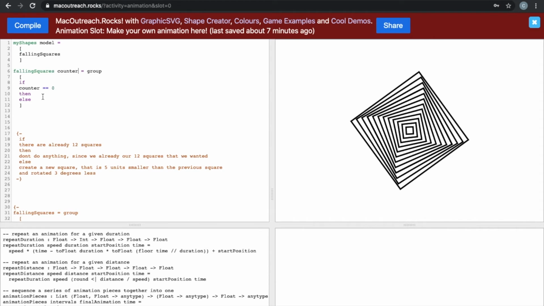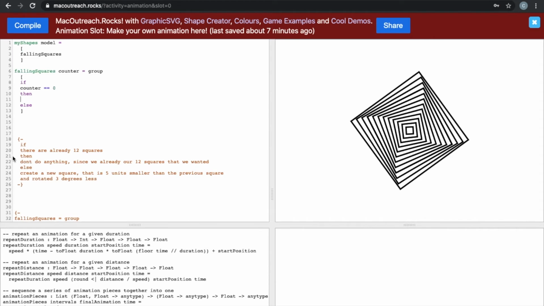Okay, so what about the then part of the statement? Once again, we're going to use this as a guide. What does it say down here? It says, then don't do anything, since we already have the 12 squares that we wanted. In other words, we can probably just write something like group, open bracket, close bracket. Why? Because that's just going to take whatever we have and just group it together and do nothing else, which is exactly what we're going to want to do.